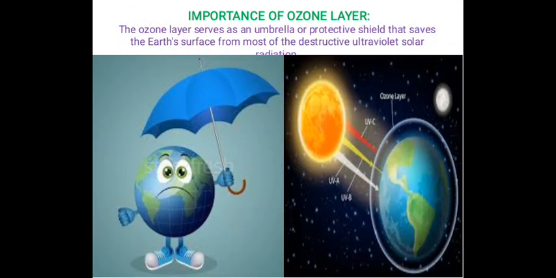Let's look at the importance of the ozone layer. The ozone layer serves as an umbrella or protective shield that saves the Earth's surface from most of the destructive ultraviolet solar radiation.